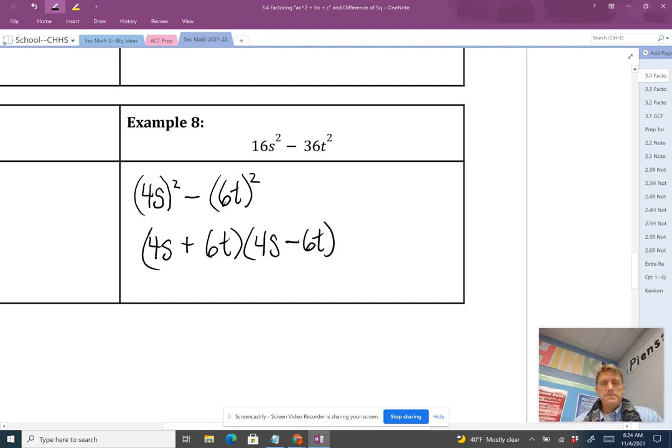You really want to memorize that pattern so that when you see two terms that are perfect squares and they're subtracted, you can factor them out in this way, the a plus b times a minus b form. All right, good luck, practice. You can do this.